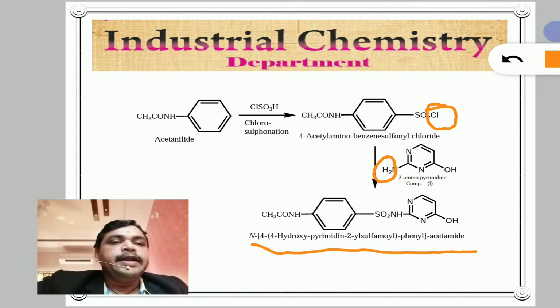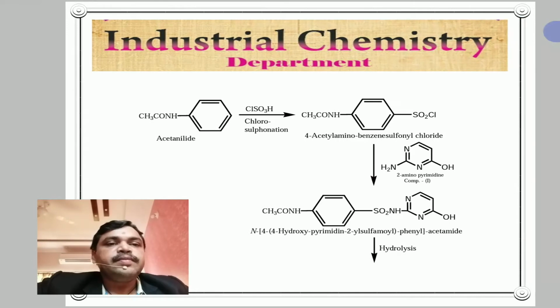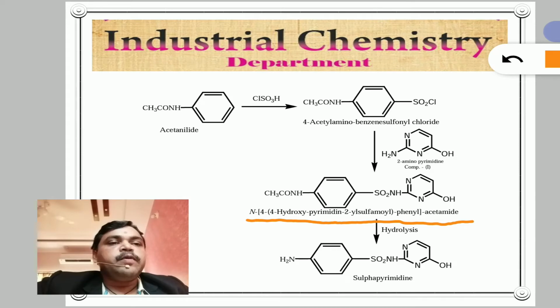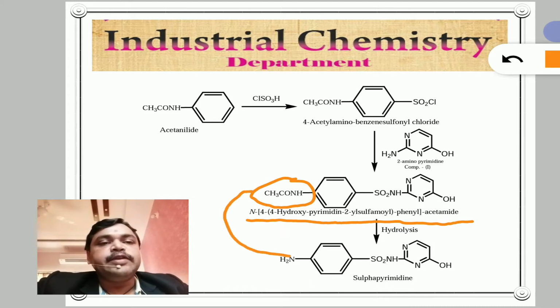We treat this compound with water. The process is known as hydrolysis. On hydrolysis of this N-pyrimidin-2-yl sulfamoyl phenylacetamide, the CH3CONH group, the acetanilide group, is converted into NH2, and finally we get our product sulfapyrimidine. So this is the synthesis of sulfapyrimidine.